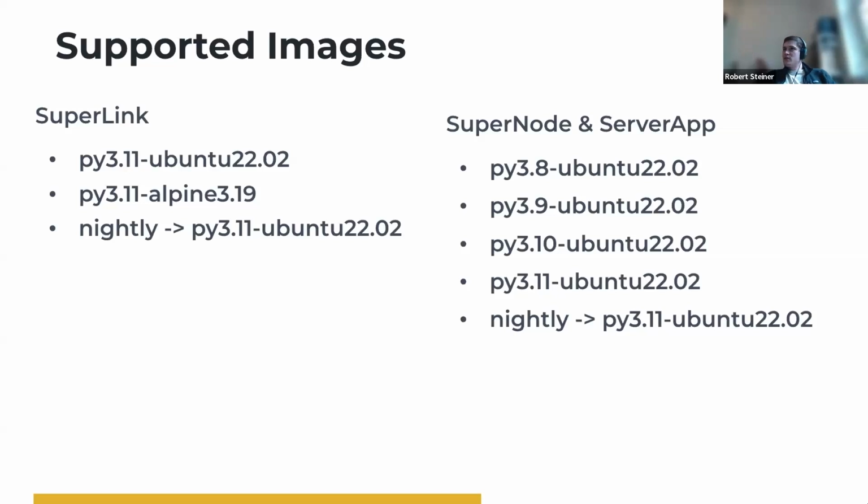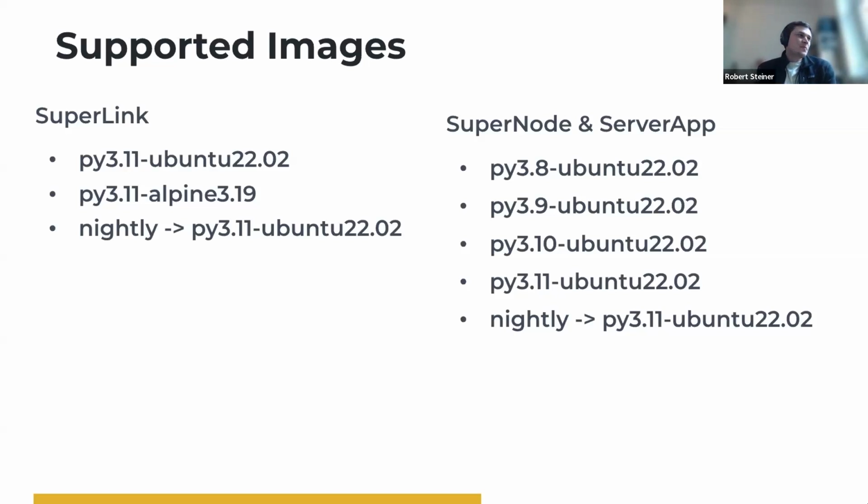For Supernode and Server App, we will support all the versions that we also support in Python, so from 3.8 through 3.11. They are all based on the Ubuntu image. And we will also have a nightly image, and there we use Python 3.11.